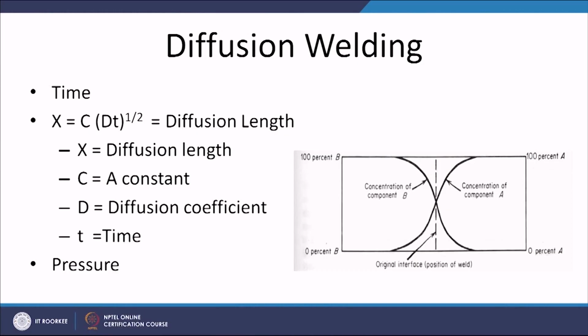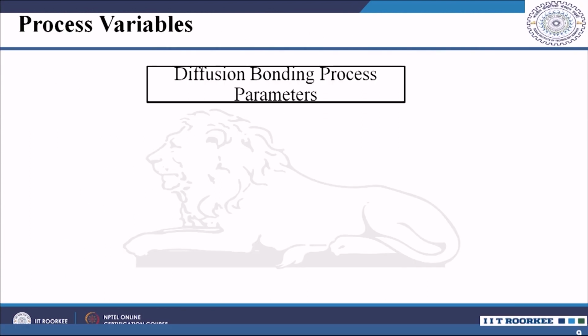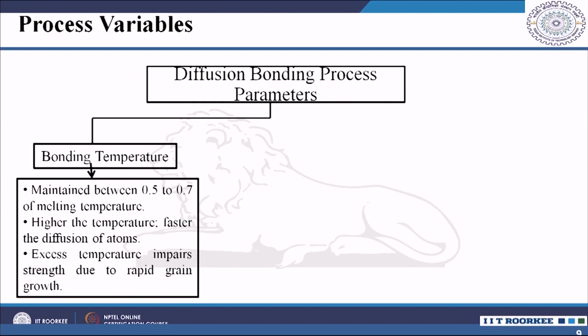As far as diffusion bonding parameters are concerned, the bonding temperature is maintained between 0.5 to 0.7 times the melting point. The higher the temperature, the faster will be the diffusion of atoms, which will facilitate the diffusion bonding. Excess temperature of course adversely affects, because if too high a temperature is applied, then coarsening of the grains in the base metal also starts, and this coarsening deteriorates the mechanical performance. So, an increase in temperature within the reasonable limits of this range is good, but if it is kept too high, it will adversely affect the mechanical performance due to grain growth of the material.